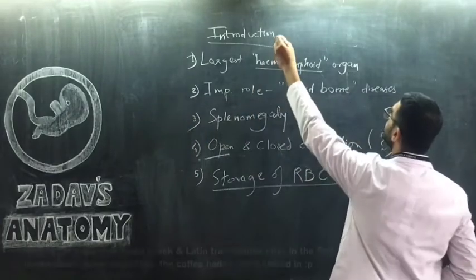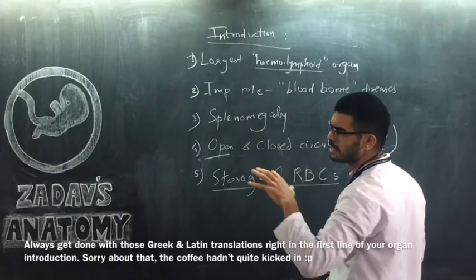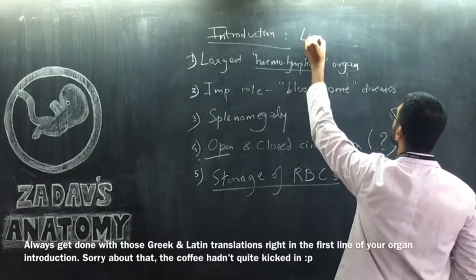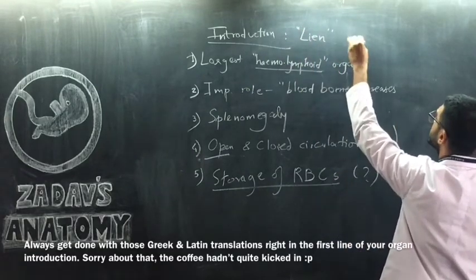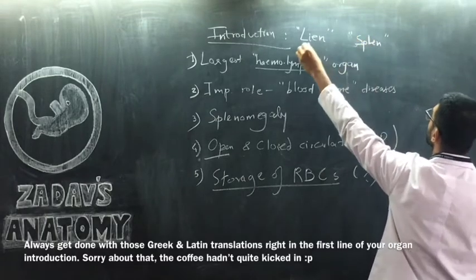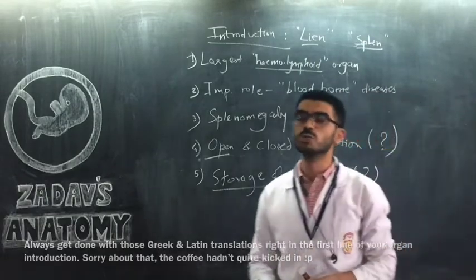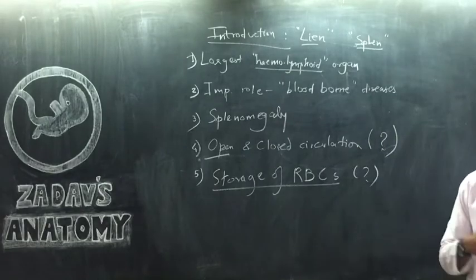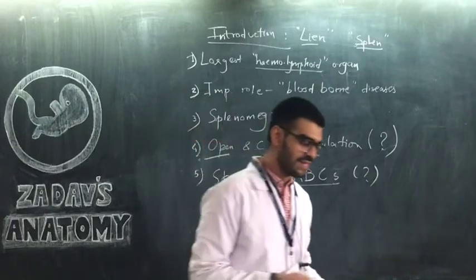What I did forget in the very beginning is the Latin or the Greek name. Usually when we speak about an organ, its name is derived from its Latin counterpart. So lien is what it's called in Latin, or splen is what it is called in Greek. And commonly a fancy metaphor for the spleen is that it is known as the graveyard of the RBCs.